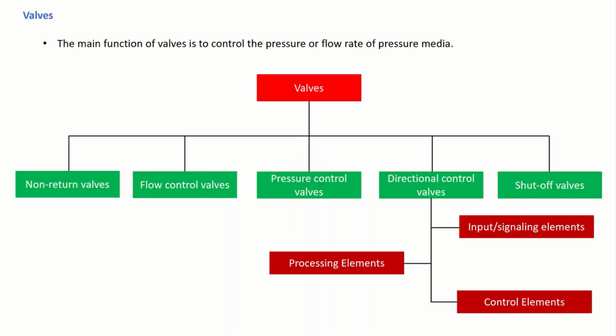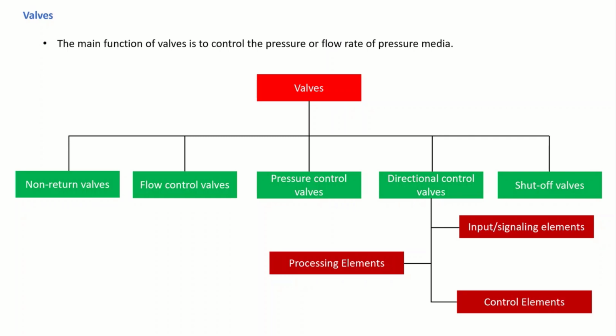Okay, let's start. So in general, the main function of valves is to control the pressure or flow rate of pressure media. So how many different forms of valves exist? We have 5 main categories of valves, including non-return valves, flow control valves, pressure control valves, directional control valves, and shut-off valves. During this series we are going to cover all of these valves inside each of the sessions that we would have, but today the main focus is going to be on directional control valve.